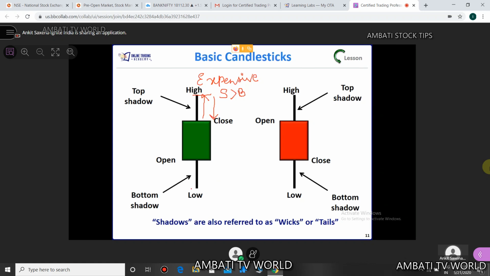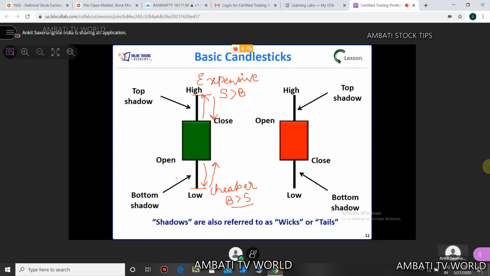Similarly, when the price touches this low point, this is the cheaper rate here, isn't it? The buyers will try to take the opportunity and go long at this point. The buyers will become more than the number of sellers, and what will happen? The prices will again shoot back, the prices will again come up. And that's how these wicks are formed. These are also called shadows. These are also called tails.